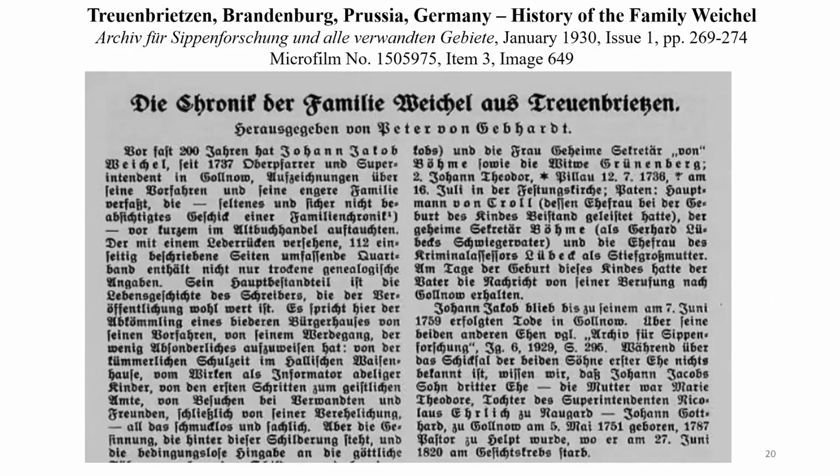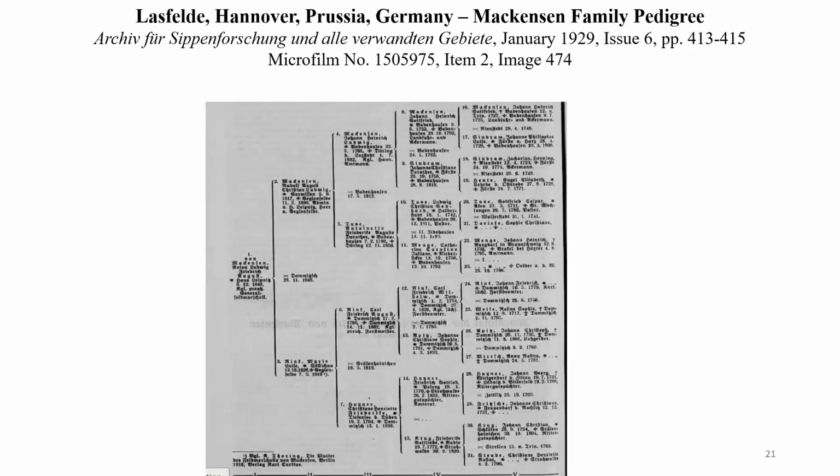So the articles are not just about records, they also include family histories. We have found that family histories are one of the major things published in periodicals. This example is a 6-page chronicle or history of the family Weichel from the town of Troy in Briesen. So if you had an ancestor with the surname Weichel and you were looking for his place of origin, this may be your family and the place or the area where your family was from. There are not only family histories, but also pedigree charts, like this one for the Mackensen family from the town of Losfelde in Hanover, Prussia.